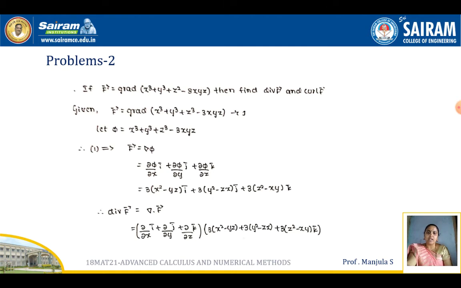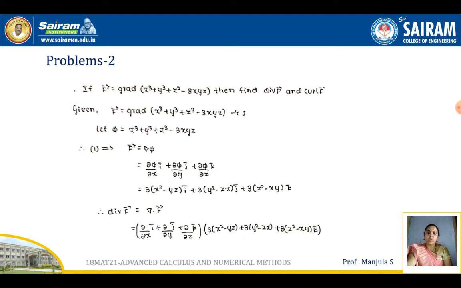Inside the gradient, the function they have given, you take that as phi. So phi equals x cube plus y cube plus z cube minus 3 x y z. So now we have to find del phi. The definition of del phi is dou phi by dou x into i plus dou phi by dou y into j plus dou phi by dou z into k cap.